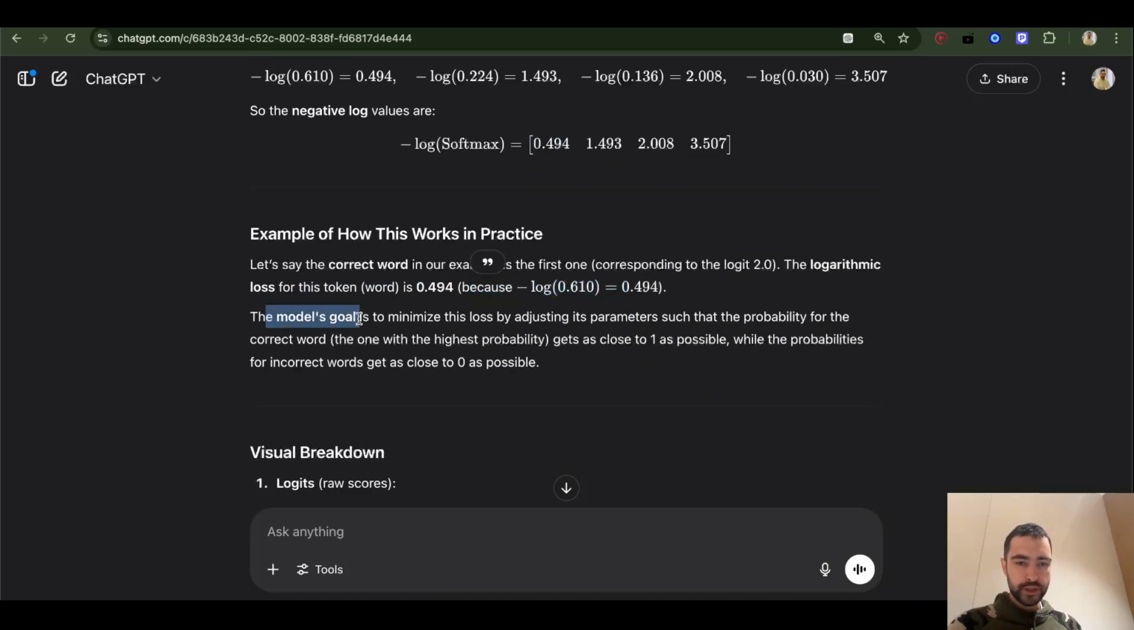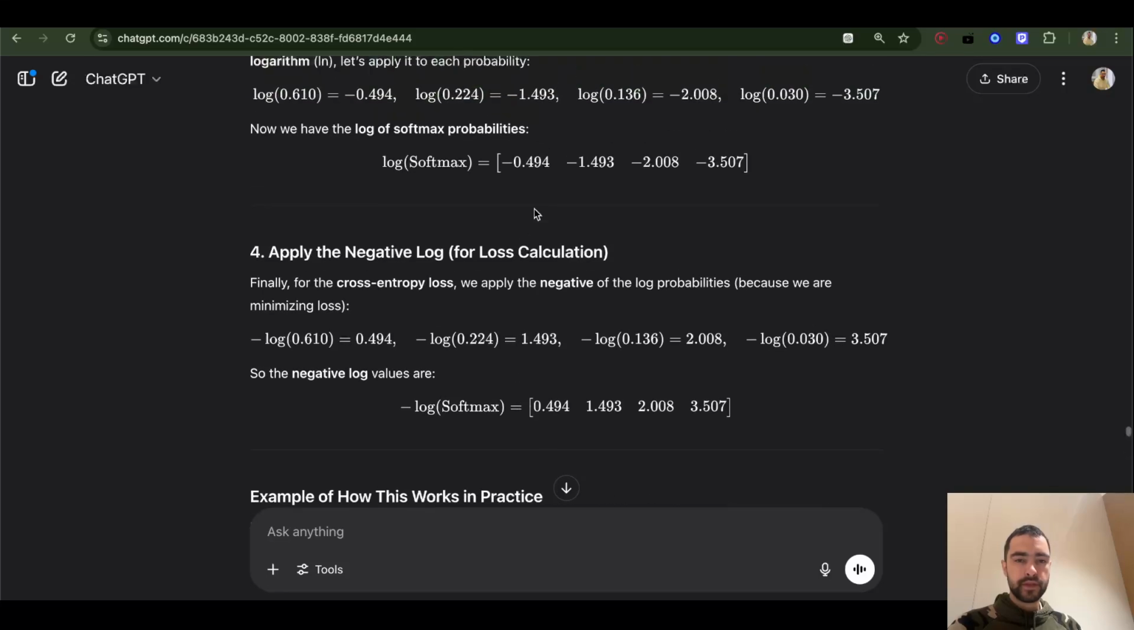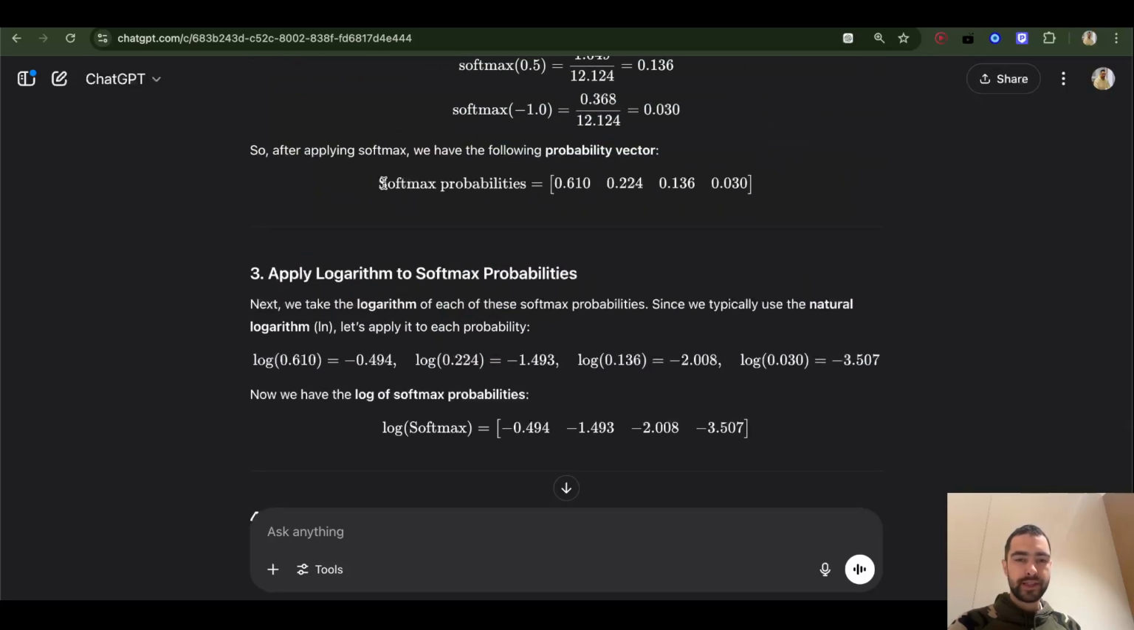The model's goal is to minimize this loss by adjusting its parameters such that the probability of the correct word, the one with the highest probability, gets as close to 1 as possible, while the probabilities of incorrect words get as close to 0 as possible. So these are the softmax, this is the probabilities. So the goal is for the correct word to get as close to 1 as possible, and the other ones to get as close to 0 as possible.